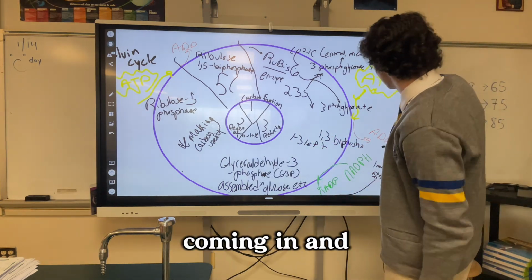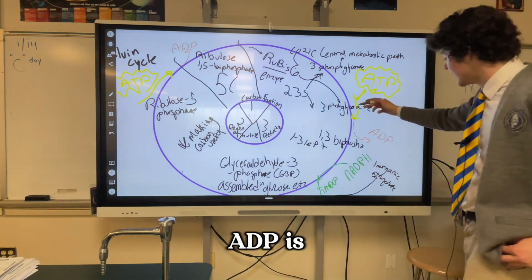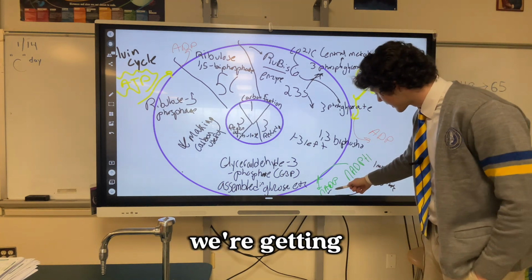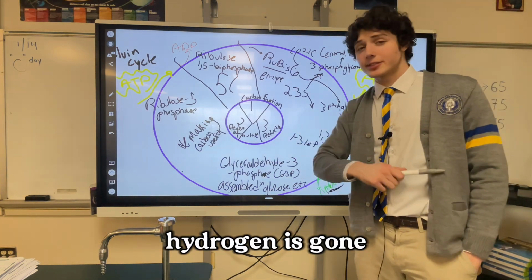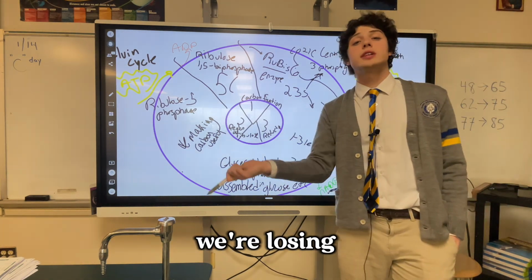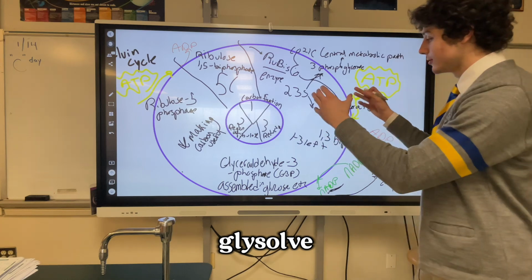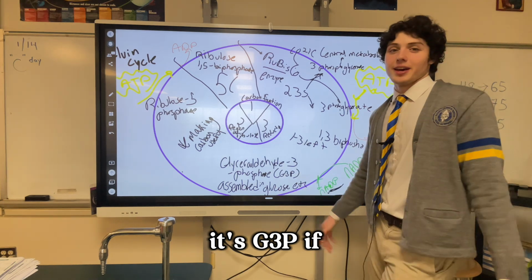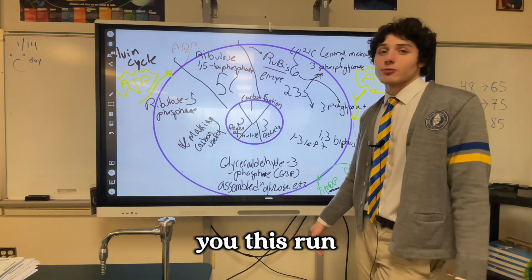That's it. So what's happening here? Well, the ATP is coming in and it's releasing ADP. Now we have this NADPH, and what are we getting? We're getting that NADP. We are losing a proton, we're losing an electron, we're losing that hydrogen. That hydrogen is gone. So whenever we see this NADPH turning into NADP, we're losing the hydrogen. Okay, so now finally our final product is this glyceraldehyde phosphate, G3P. That's what it's called. If you meet anyone and you're like, well, what's the final part of the Calvin cycle? And they quote you this, run.